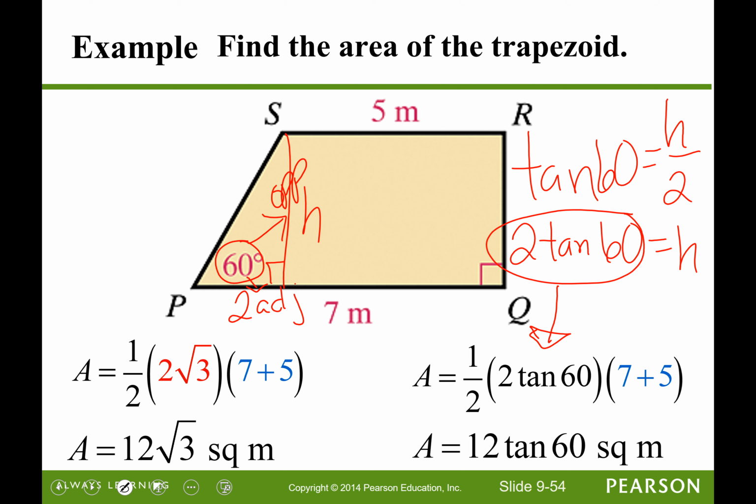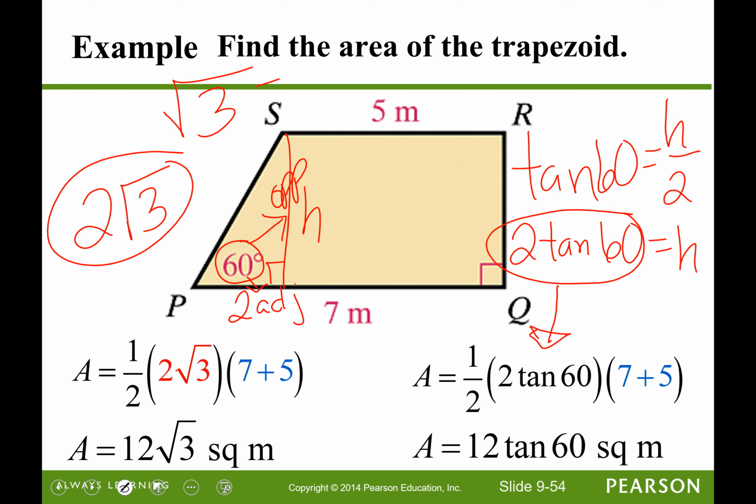It's kind of nice to see that 2 radical 3, when we use special triangles, is our height, and 2 tangent 60 is our height if we use trigonometry, which means, we haven't really discussed this yet, but 2 radical 3 would have to be equivalent to 2 tangent 60. Cancel out the 2s even, and that means that radical 3 is equivalent to tangent of 60 degrees. We haven't got into that yet, but nice to see that right there.